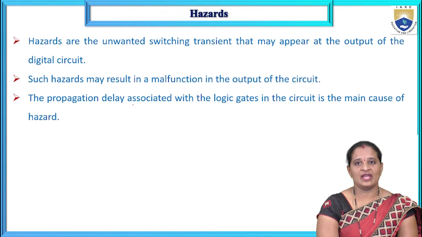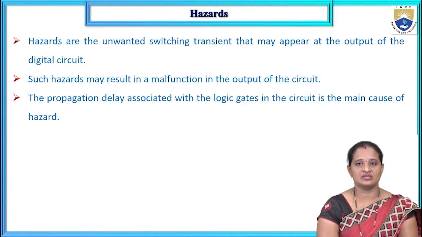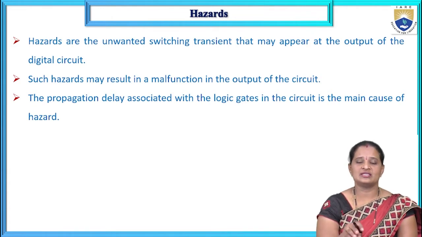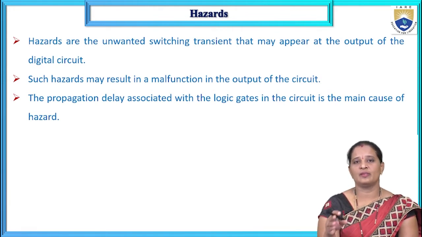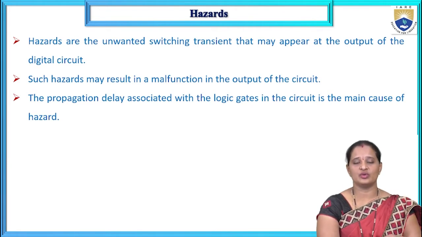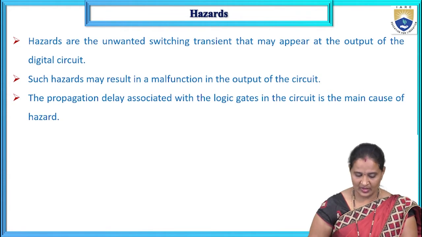The propagation delay associated with the logic gates in the circuits is a main cause of hazards. What do we mean by propagation delay? It is the time taken by the signal to propagate from input to the output. Each and every gate will have its own propagation delay. So this delay leads to these unwanted transients in the output, which are nothing but hazards.